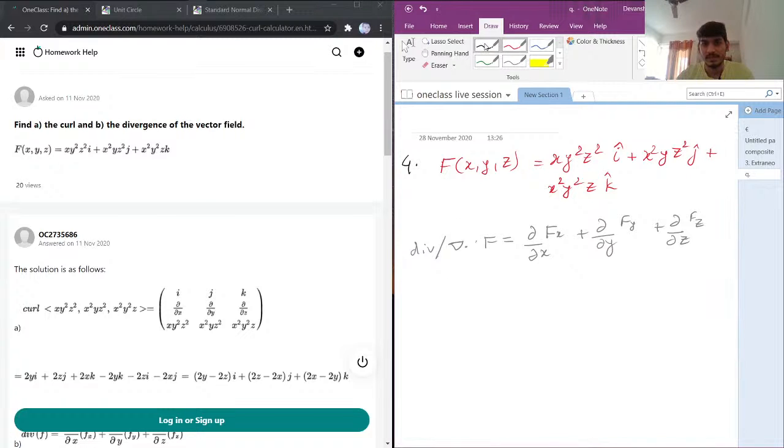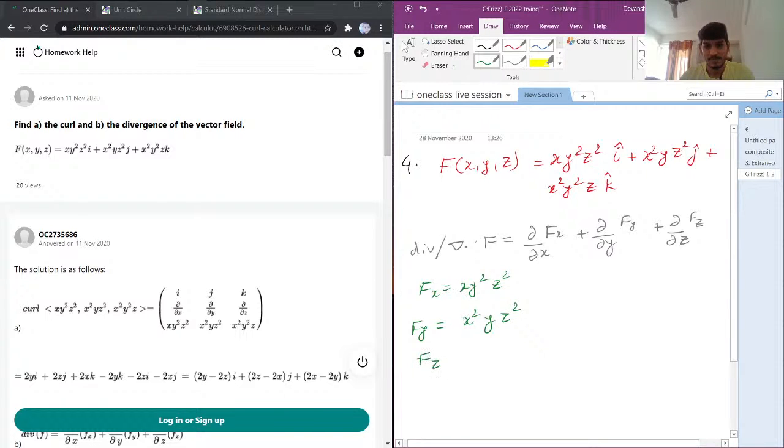So in this case our f of x is xy square z square, and f of y is x square y z square, and f of z is x square y square z.